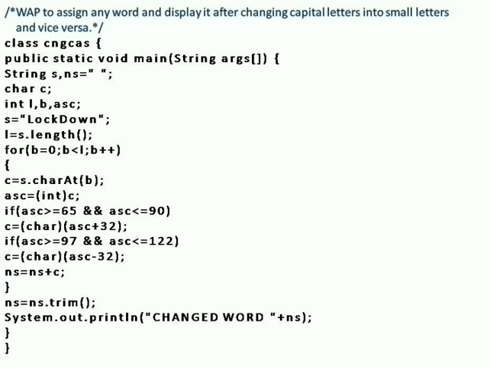Then we take two string variables, one string variable s, the other one is ns. S I have taken to assign any word, and ns I have assigned with a blank space. This ns will be used for finding the changed word. In the next line I have taken one char variable, char c, and in the next line three int variables, int l, b and asc.